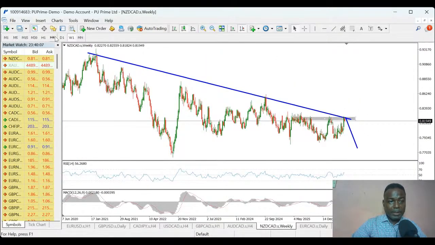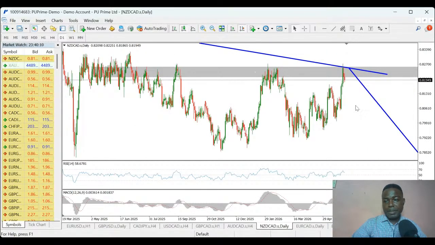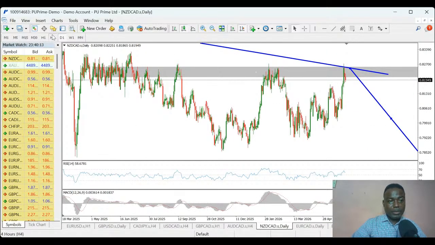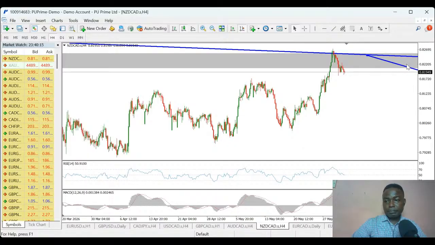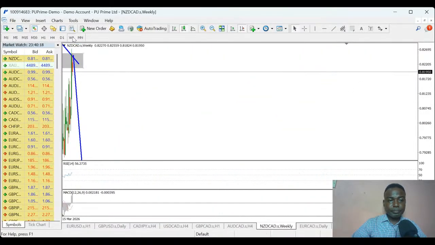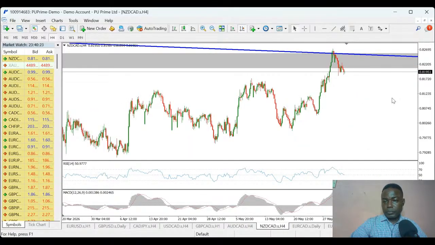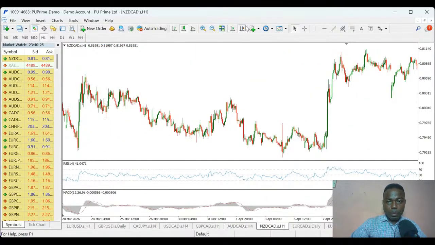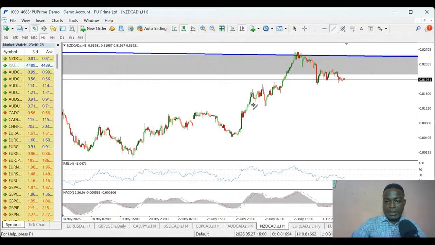So let's go up to check the daily. Let me remove the ellipse there. Nothing much on the daily, so let's go to the 4 hour. Okay, I think I'll get a clearer view on the 1 hour time frame. All right, so this is a 1 hour time frame. What I'm seeing here is a shoulder, a head, a second shoulder. Then the next wave should be a bearish breakout.